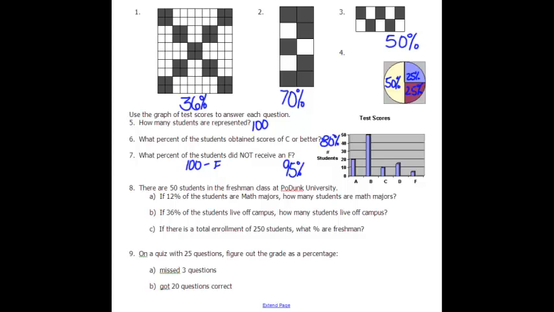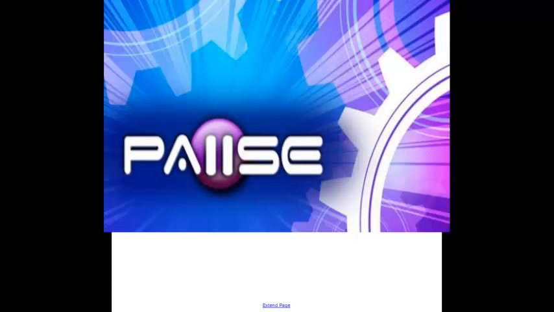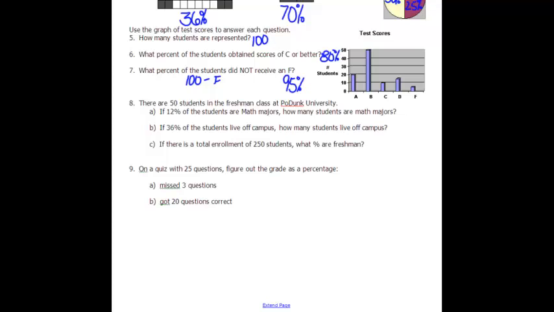If there are 100 students in the freshman class at Podunk University, 12% are math majors. So how many students are math majors? Now you can do this a number of different ways, and at this point I'm not going to restrict you to one way over another. So why don't you try to answer those questions on your own using common sense? In the case of letter A, if 12% of the students are math majors, if it were out of 100, that would be 12, but it's only out of 50, so only 6 students are math majors.